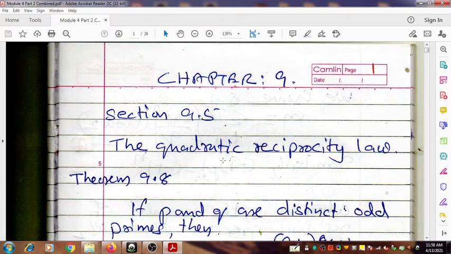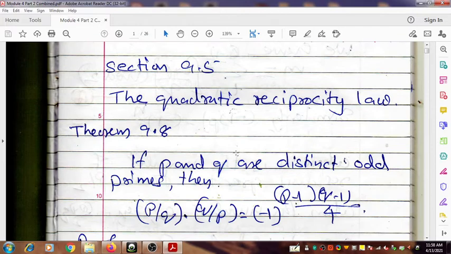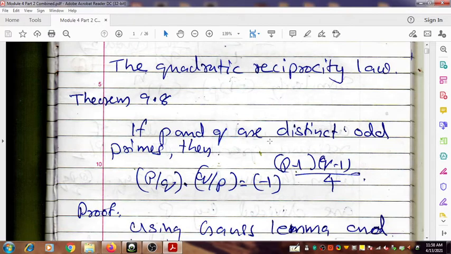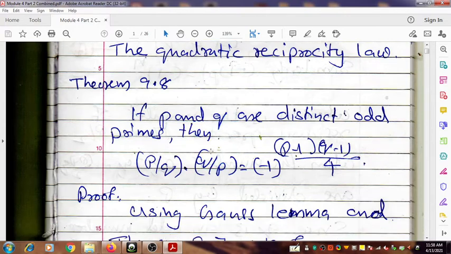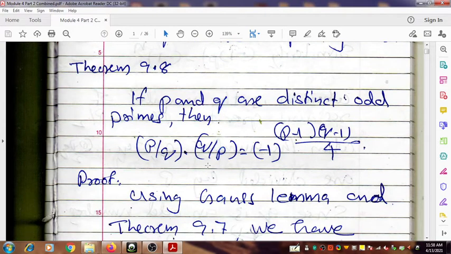What the result states is that if P and Q are two distinct odd prime numbers, then the Legendre symbol (P|Q) times the Legendre symbol (Q|P) is equal to (-1) to the power of (P-1)(Q-1)/4.